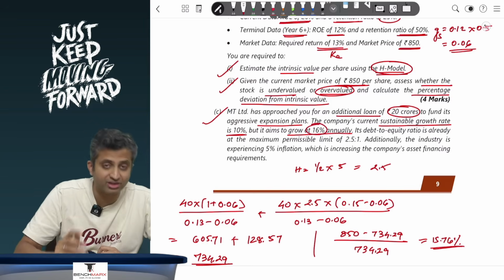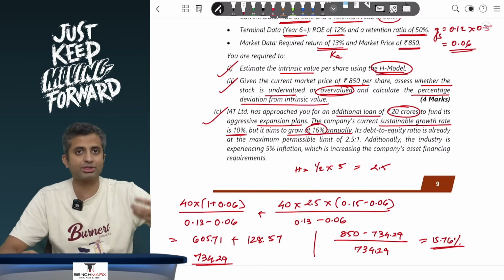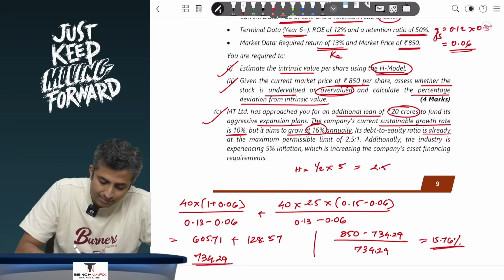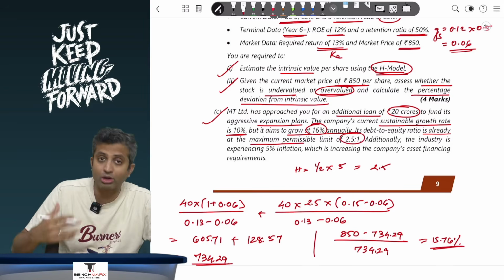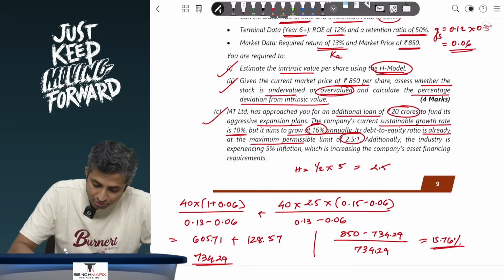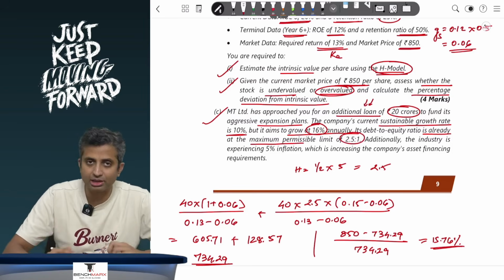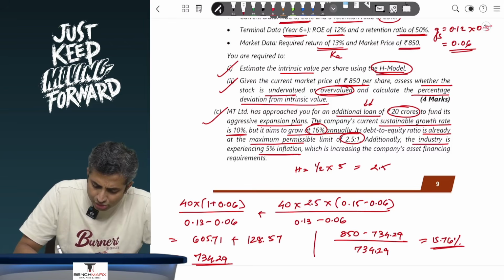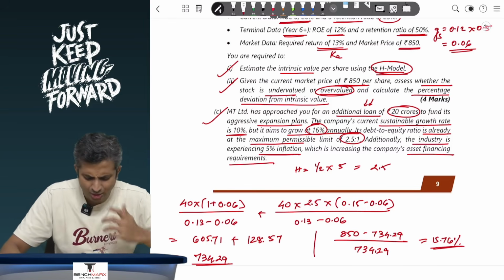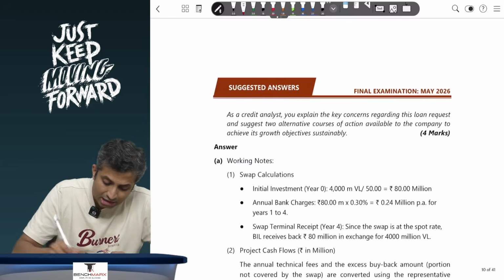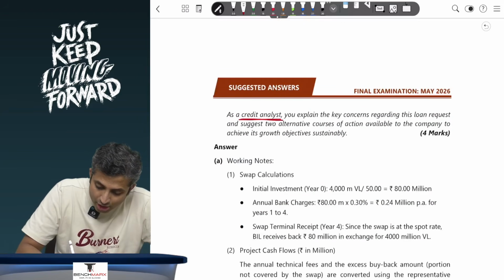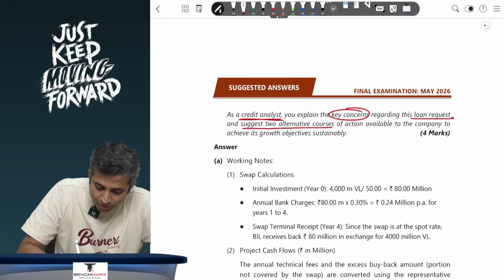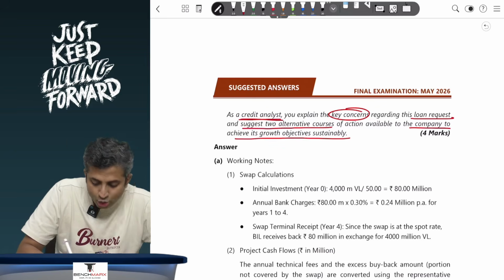However, if it wants to grow at 16%, it has to raise external finance because its own internal growth is not sufficient. Its debt to equity ratio is already at the maximum permissible 2.5:1, which means you cannot raise funds through debt. But they are approaching us for additional loan. Ideally, that should not be advisable. Additionally, the industry is experiencing a 5% inflation, which is increasing the company's asset financing requirements. So there's a 5% inflation as well. As a credit analyst, you are required to explain the key concerns regarding this loan request and suggest two alternative courses of action available to the company to achieve its growth rate sustainably.